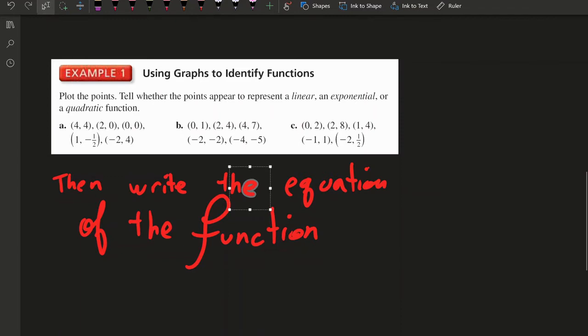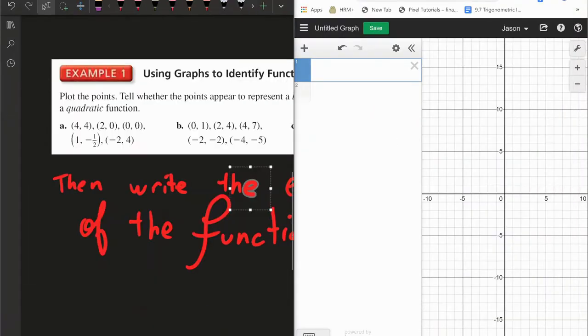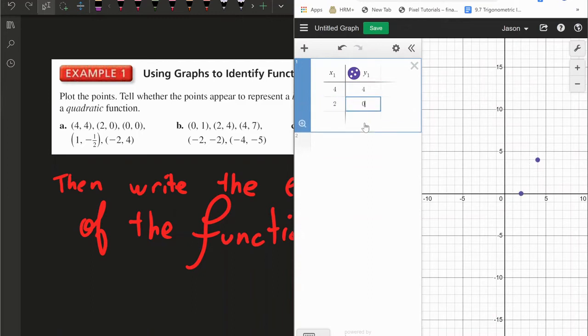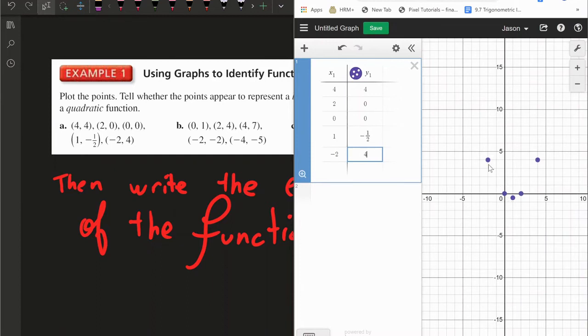So I'm going to shrink this to the side, and now here I am in Desmos. In order to plot points on Desmos, I'm going to push the plus button here. I'm going to create a table. I'm just going to type this in: 4, 4, 2, 0, 0, 0, 1, negative 1/2, negative 2, 4. So I'm looking at this here, and obviously it doesn't go in a straight line, and it does pop back up. So immediately I think that this is going to be a quadratic equation.